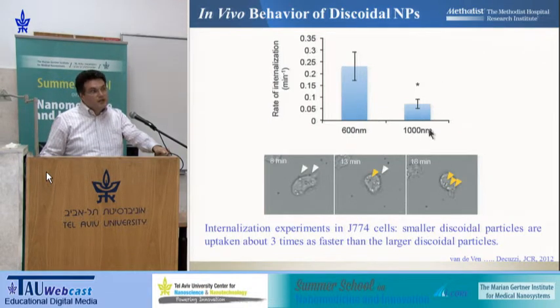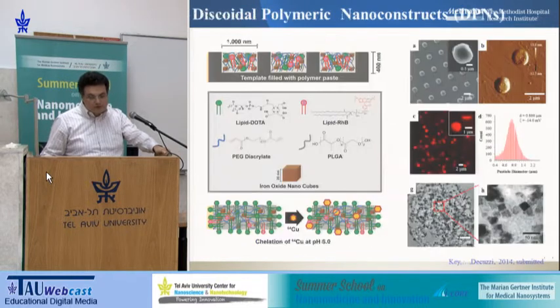The 1000 nanometers, they are ending up more into the tumor because they are less internalized compared to the 600 nanometers in the liver, and they are better designed to lodge passively within the tumor vasculature.